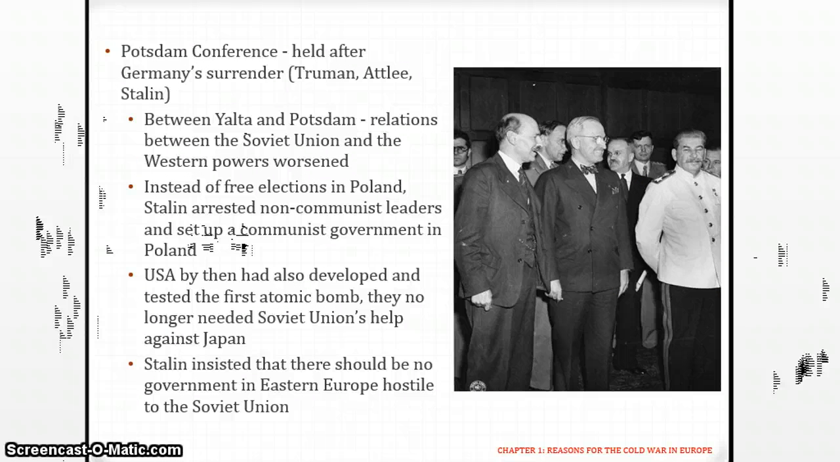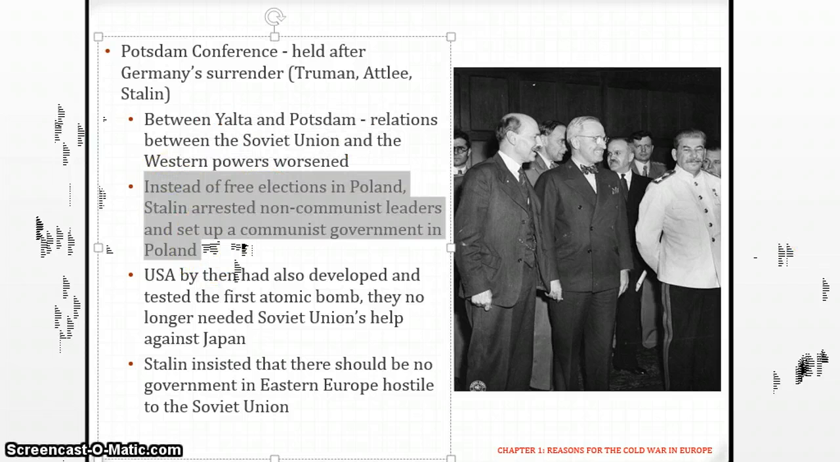Now, what happens next at the Potsdam Conference? This is after Germany's surrender. Between Yalta and Potsdam, the relations between the two superpowers continue to worsen. This particular incident here, elections in Poland. What was agreed at the Yalta Conference was that Stalin was supposed to hold elections in Poland and allow democracy to take place. You can choose your own leader. But what happened was that Stalin arrested the non-communist leaders and set up a communist government in Poland.